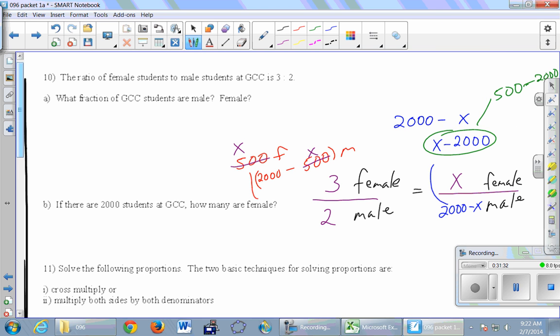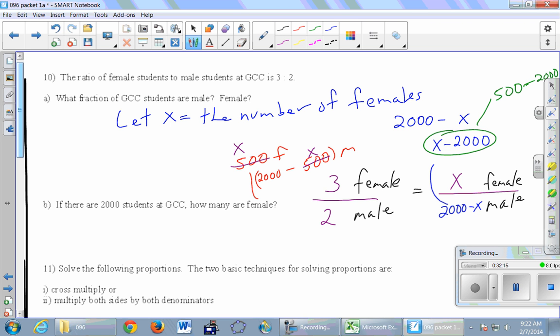So for this example here about female students and male students at GCC, and we were trying to find out how many female students, I wrote the words female and male to help guide us as far as which things go where, but I wasn't explicit at all about what x stands for. I just said x, and then I had the word female next to it. What should I have said? Okay, so let x equal the number of females. Anytime you introduce a variable, you got to tell me what it stands for.